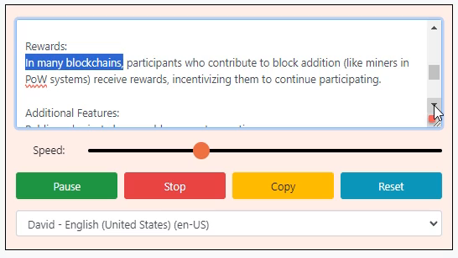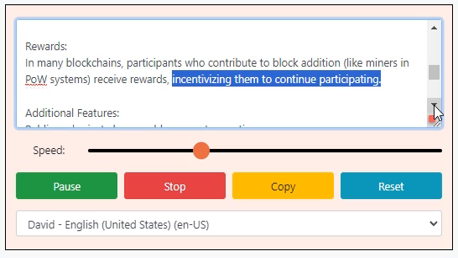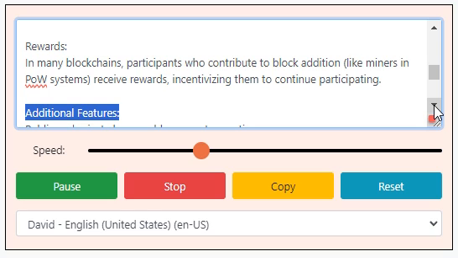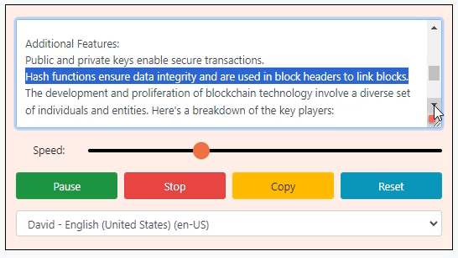Rewards. In many blockchains, participants who contribute to block addition, like miners in POW systems, receive rewards, incentivizing them to continue participating. Additional features. Public and private keys enable secure transactions. Hash functions ensure data integrity and are used in block headers to link blocks.